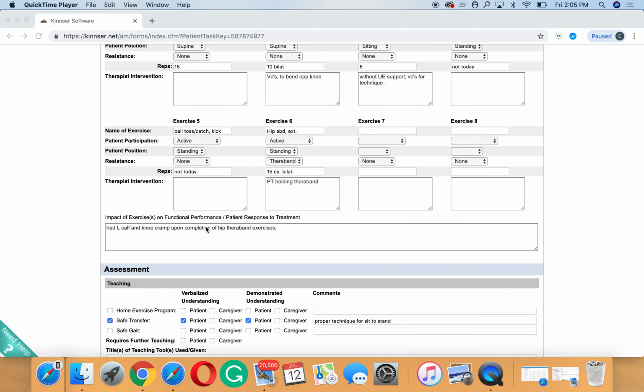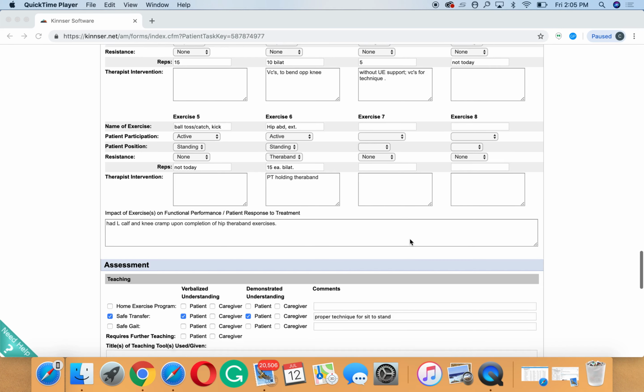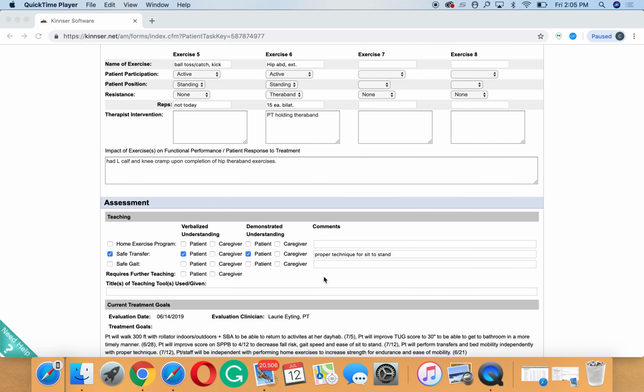Impact of exercise on performance. Something should be put there. It shouldn't be just left blank. Assessment, teaching. This normally looks the same on every visit that I check, so it shouldn't. There should be comments stating exactly what you trained that person on that day. It shouldn't just be a standard statement that you use for every single visit.